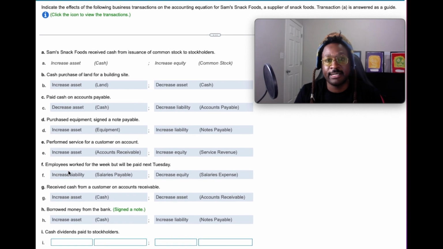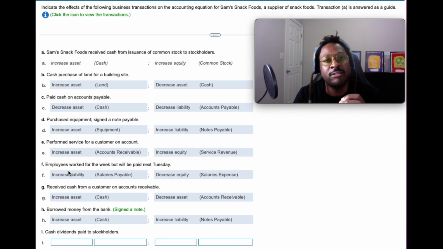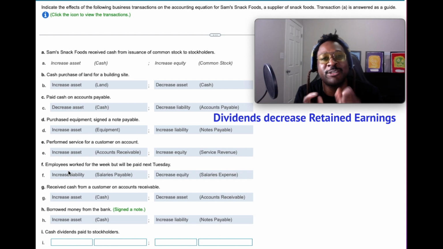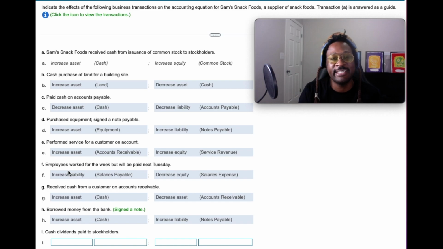Cash dividends paid to stockholders. What are the key words? Cash dividends. That's it. Cash dividends. So, whenever a company gives out a dividend, or a cash dividend particularly, two things are happening. Cash is going down because it's an asset, but by definition, dividends is income given to the shareholders. And since it's considered to be income, it must affect retained earnings, because retained earnings is the income that is retained by the company. How does it affect retained earnings? Negatively. Dividends decrease retained earnings.